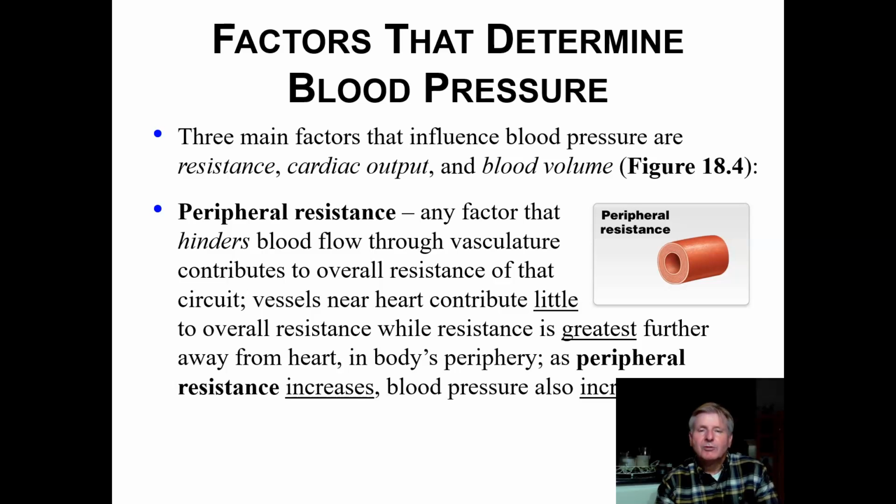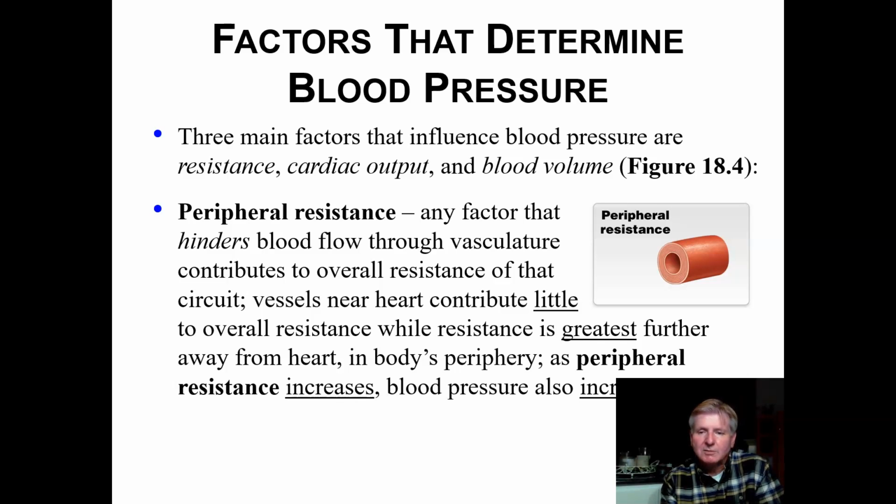So 3 factors that influence blood pressure: the resistance, cardiac output, and blood volume. Resistance is any factor that hinders blood flow through your vasculature, which then contributes to the overall resistance of that circuit. That's the reason vessels near the heart contribute little to overall resistance, while resistance is much greater the further away you are from the heart.